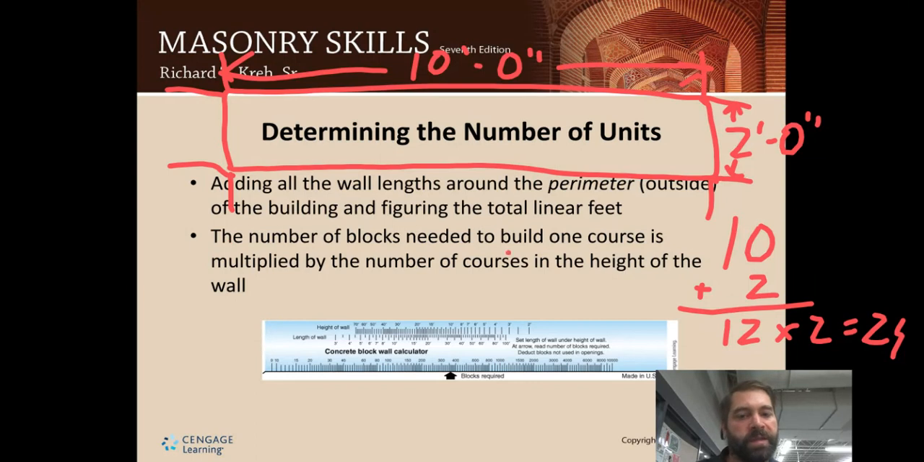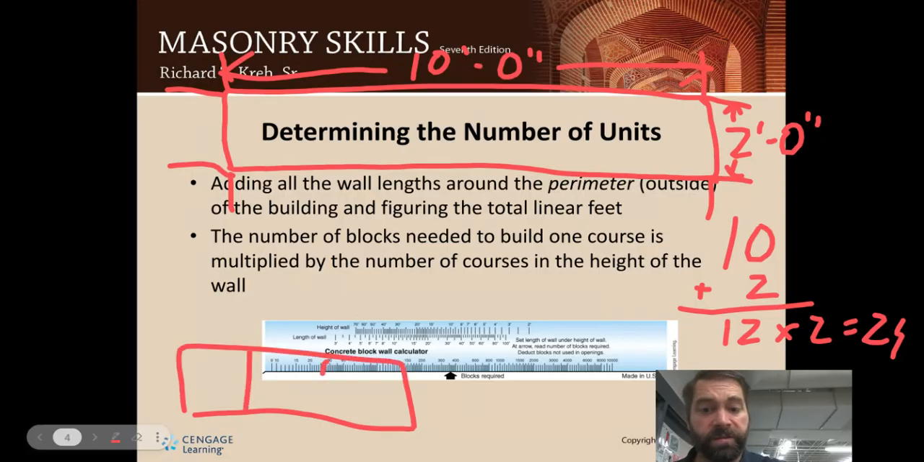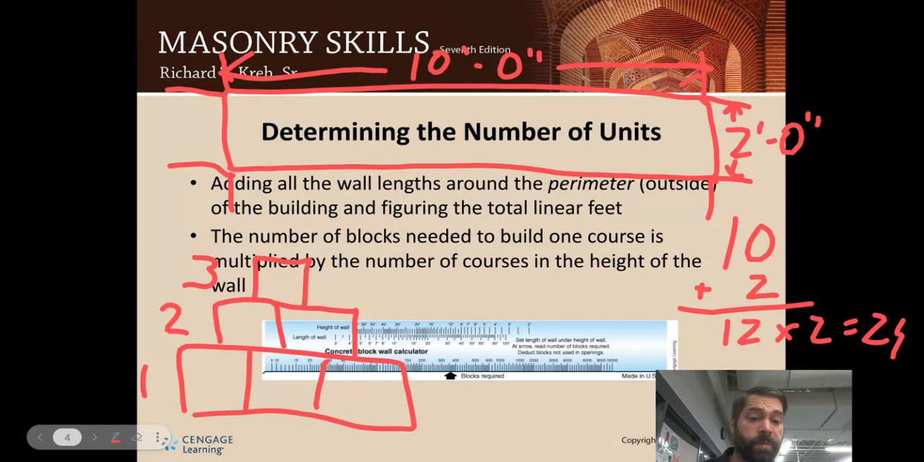The number of blocks needed to build one course is multiplied by the number of courses in the height of the wall. So what's a course? A course is like one section, right? So if we have one course, such an artist, this is crazy. This would be course number 1, and if we come up here, this is course number 2, and then this one up here on this pyramid or birthday cake, whatever you want to call it, will be course number 3.